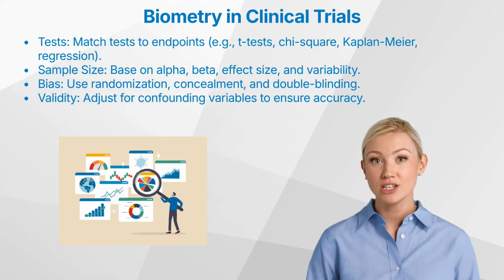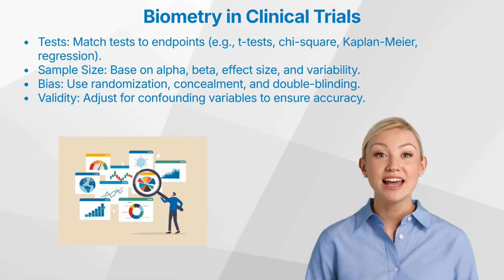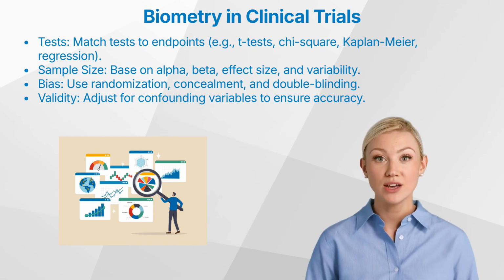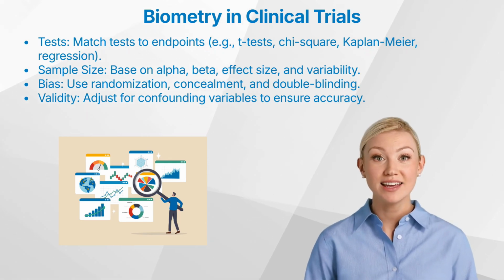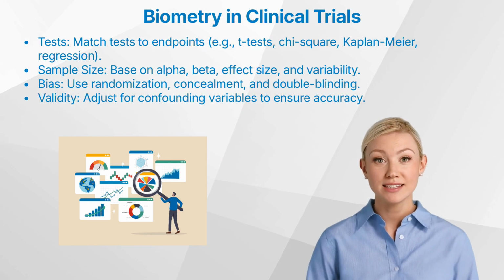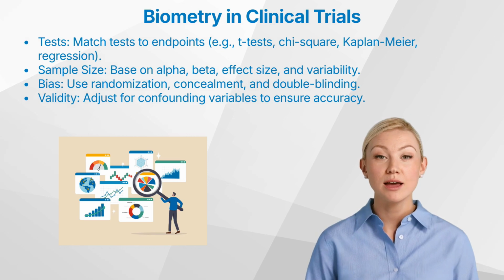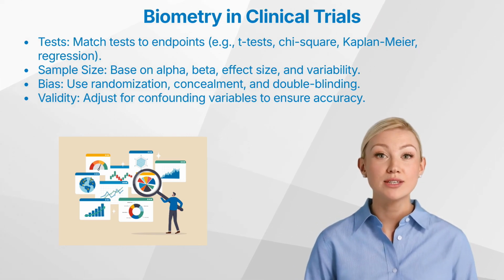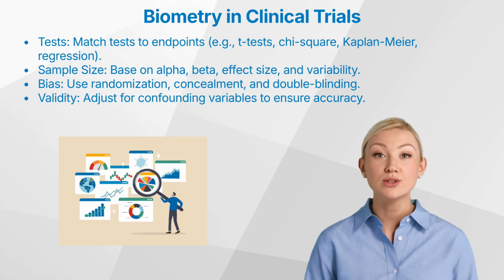Sample size calculation is a cornerstone of trial planning. It accounts for the alpha error, type 1 error, the probability of falsely rejecting the null hypothesis, typically set at 5%. Beta error, type 2 error, the probability of failing to detect a true effect, is often set at 20%, corresponding to a study power of 80%. Effect size, the minimum detectable difference, and standard deviation, a measure of variability in the data, are crucial inputs. For binary outcomes, the prevalence of the event in the population is also considered.